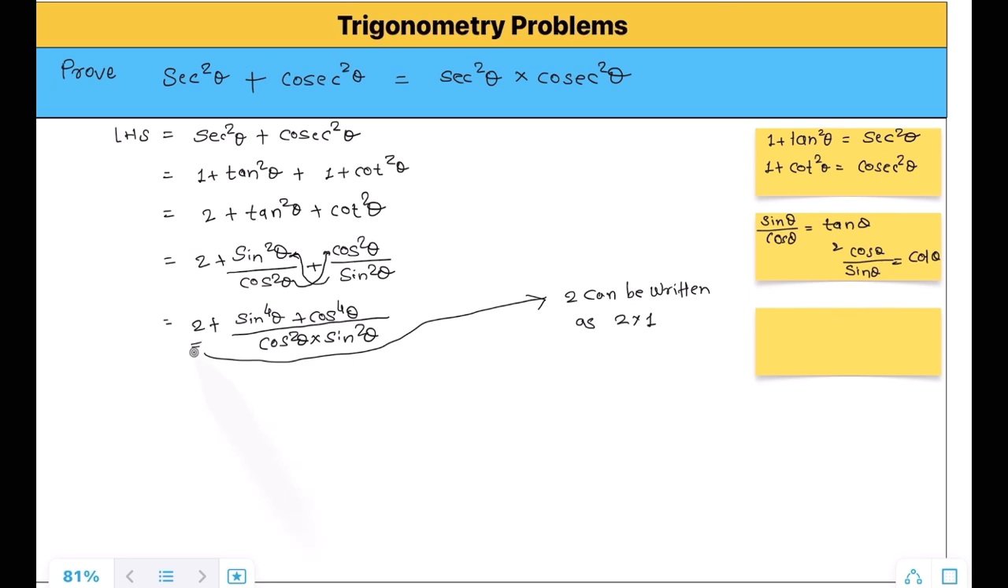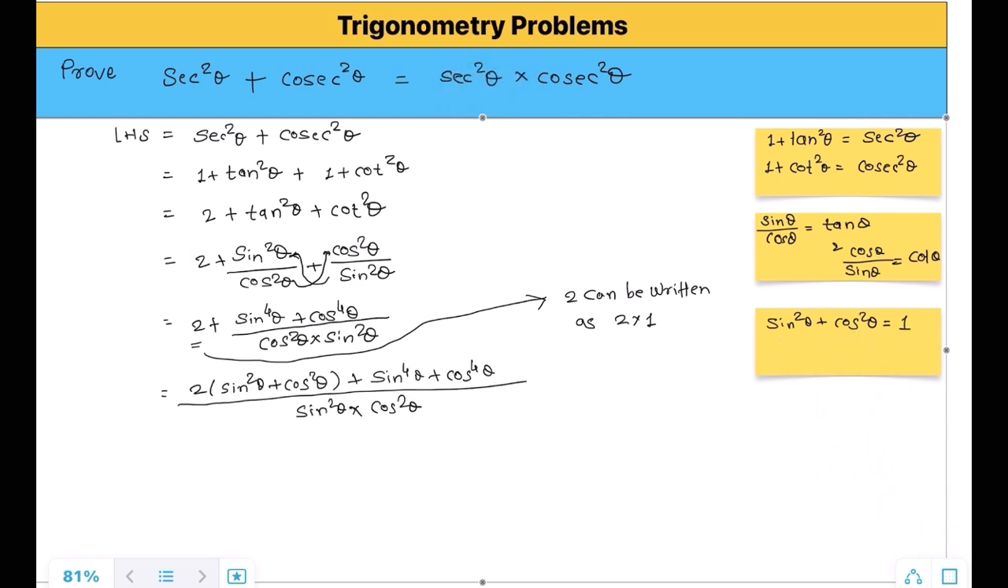Now pay attention to this 2. This 2 can be written as 2 into 1, which is nothing but 2. Why are we considering it as 2 into 1? Let me explain. We have already learned sin square theta plus cos square theta is equal to 1. So this 1 can be replaced with sin square theta plus cos square theta. Let's do that. What we get is 2 into bracket sin square theta plus cos square theta plus sin raised to 4 theta plus cos raised to 4 theta divided by sin square theta into cos square theta.